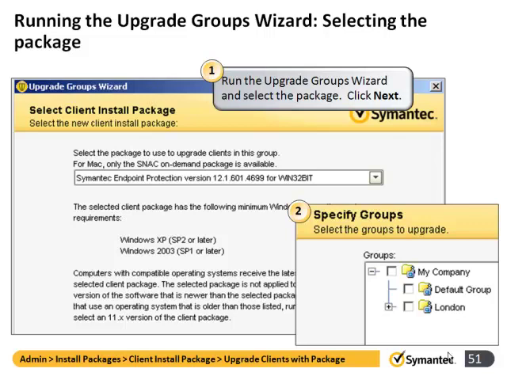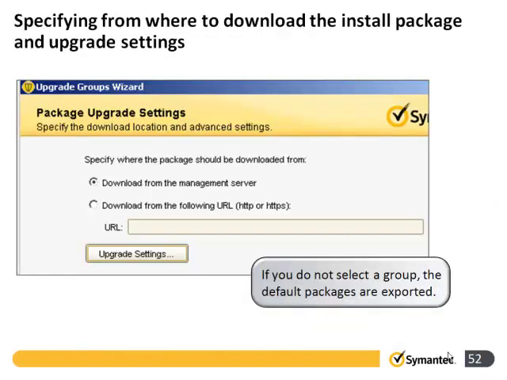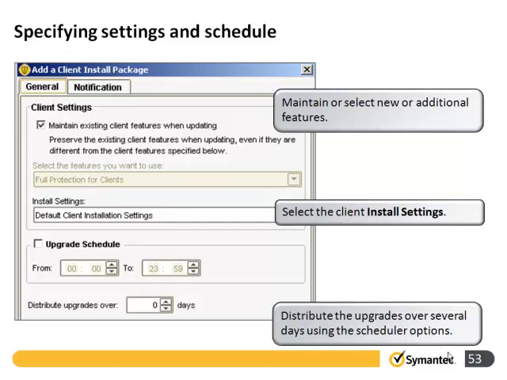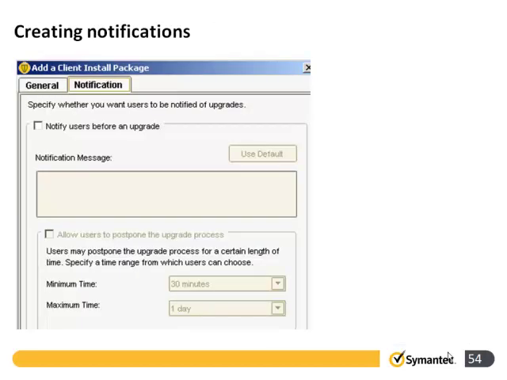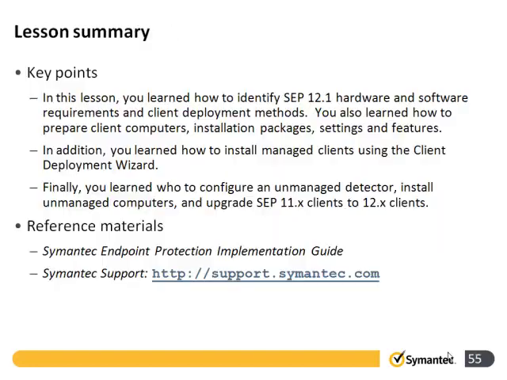So how do we run the upgrade groups wizard? We select the package and we specify the groups. We need to choose where to download the installed packages and upgrade settings. And we can choose the settings and schedule. It's a good idea to set up notifications to notify the users before an upgrade, and you can change that message. And that brings us to the end of the deployed clients lesson.